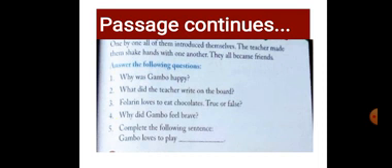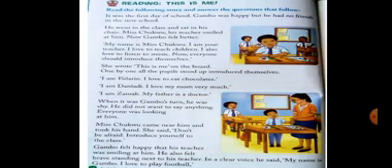Number 4. Why did Gambo feel brave? Who knows why? Let's think back to the passage. When it was Gambo's turn, he was shy. He did not want to say anything.